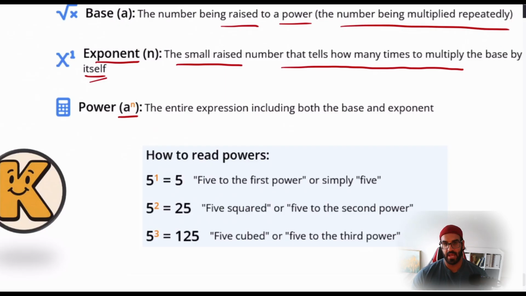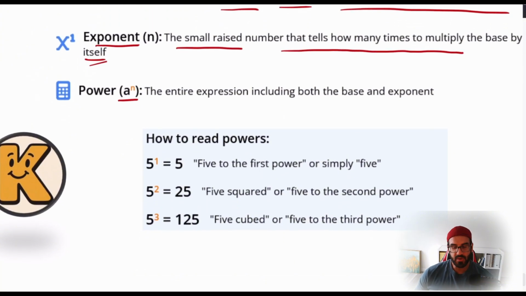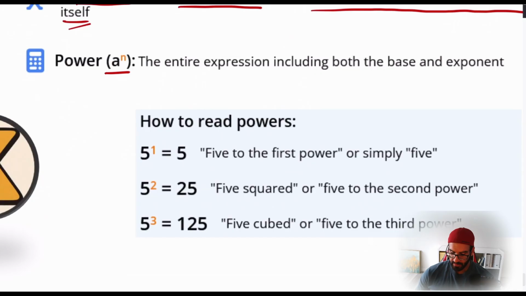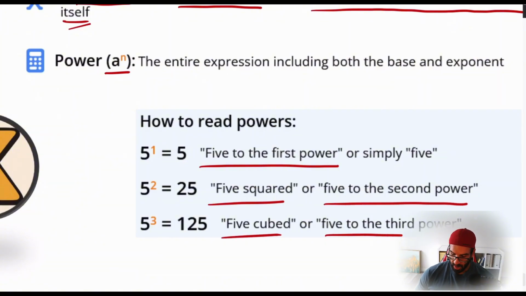A to the power of n. A is your base and n is the power itself. So how can we read that? 5 to the power of 1 or 5 to the first power. 5 squared or 5 to the second power. 5 cubed or 5 to the third power. These are very common names. I mean, you don't have to memorize them, but at least I show these just in case you look at some kind of text or other videos.